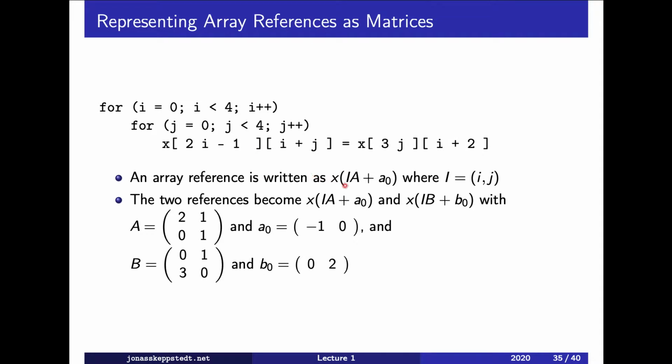So an array reference is a variable, a matrix, a vector with loop index variables, this matrix plus the offset vector. And what we want to do to determine if there are dependencies between iterations in a loop is to take two different array references and check if they can access the same memory location.